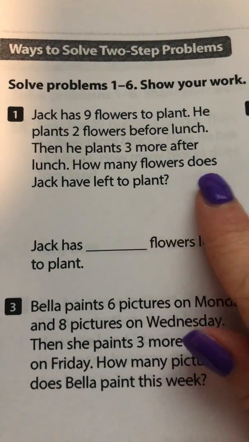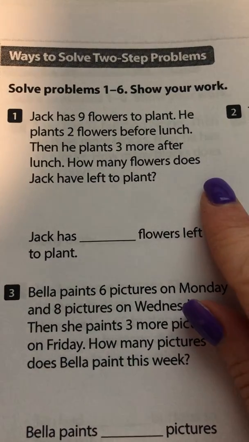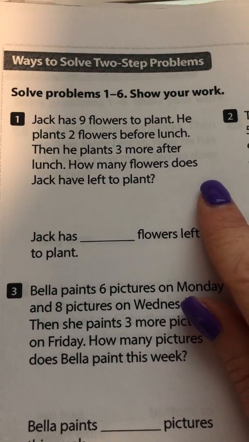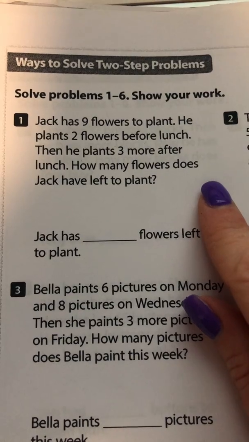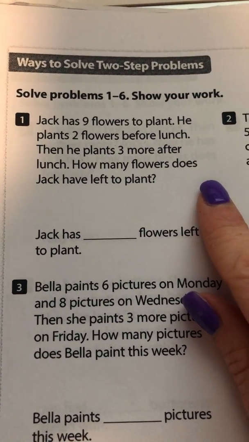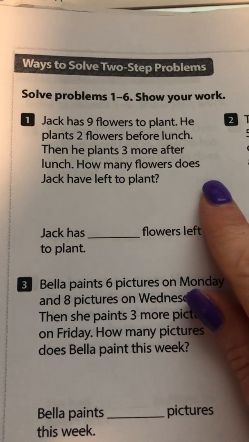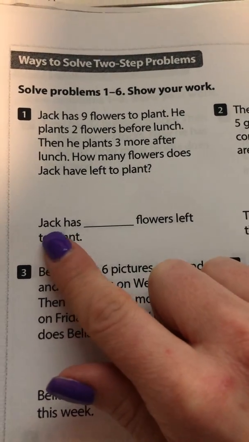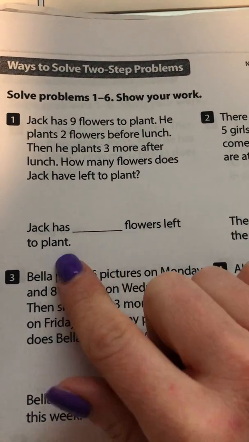Number 1, Jack has 9 flowers to plant. He plants 2 flowers before lunch. Then he plants 3 more after lunch. How many flowers does Jack have left to plant? So we have to solve and find Jack has blank flowers left to plant.